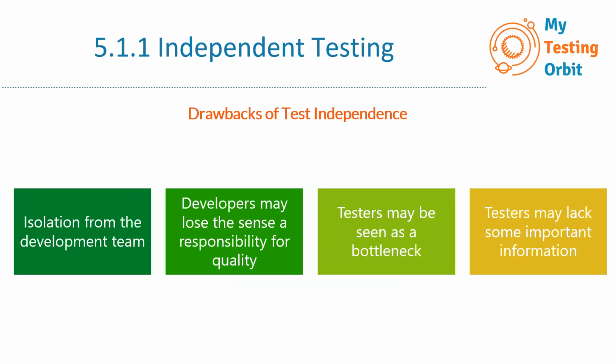Now let's go through the drawbacks of test independence. The first one is isolation from the development team. Now this can be a drawback. We said that the more independent a tester is, the less pressure there is, and the tester can focus more on the objectives of testing and do the job well. But at the same time, this can be a drawback as well, because they are not in touch with the development team. They are isolated. They are not part of the same team.